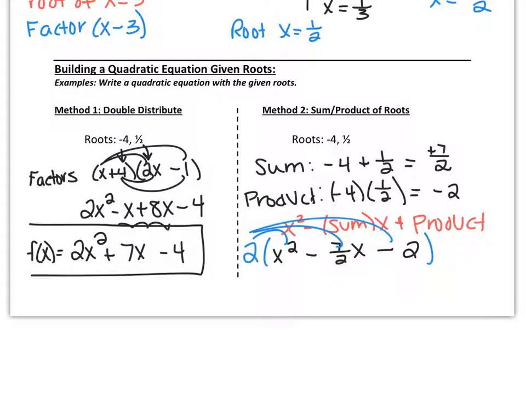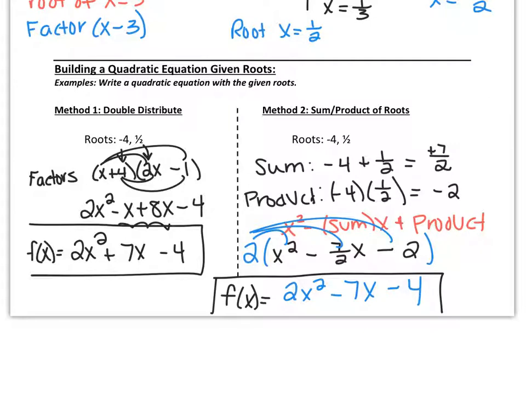And by doing so, we will get 2x squared minus 7x minus 4. When I multiply the 2 and the 7 halves, the 2 and the 2 will cancel. So this is my polynomial equation that will have f of x in front, and this is the same as this. So these are two different methods to do the same thing. Alright, let's move on to the back.